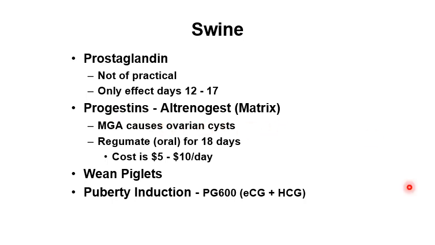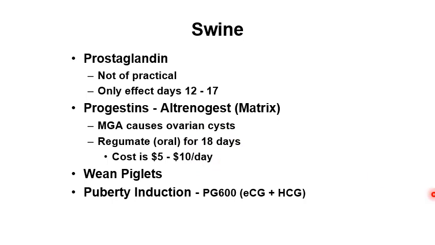We also have another preparation of Altrenogest, the Regumate. The Regumate is given via the oral route for 18 days. And one of its drawbacks is its cost. It is typically $5 to $10 per day, and it is an additional cost to the producer.